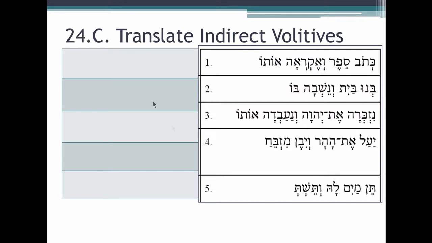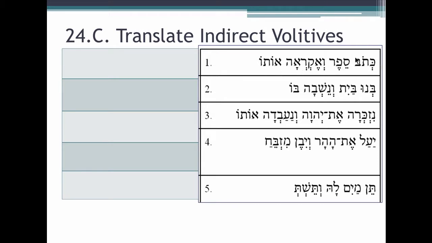Translating indirect volitives. If you remember Futato's content, we're looking for a volitional form and then a vav conjunction with another volitional form. Those are the indirect volitives. So, ketov, that's the command. It's an imperative. It's not an infinitive construct. I mean, it's the same form, but you could try them out. Let's pretend it's an infinitive construct: to write a book and let me read it. That doesn't make any sense.